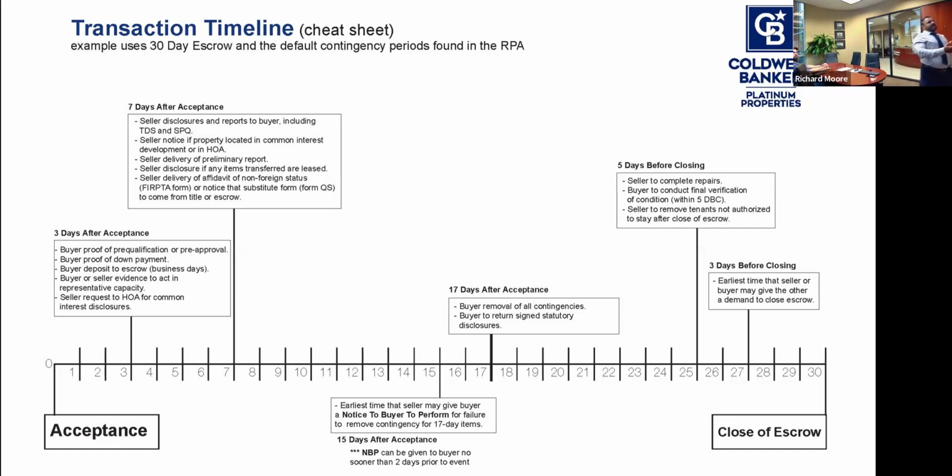But if the buyer does not remove their contingency, and the seller didn't send a notice to buyer to perform to remove contingencies, then that contingency period lives on. It can go to day 20 and the contingency is still there, and the buyer can still cancel for any reason. Right? Any questions on the contingencies? Because I know that can be confusing.